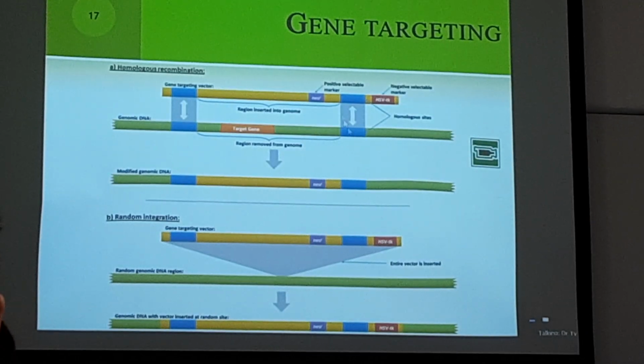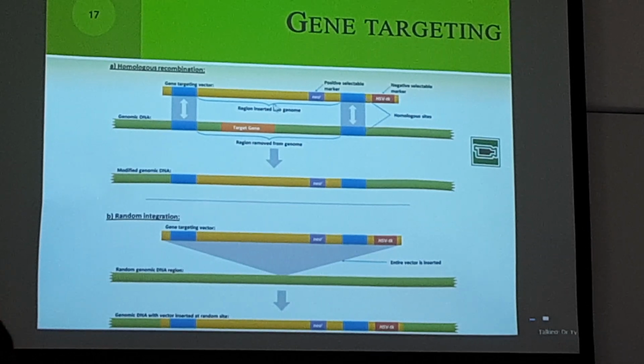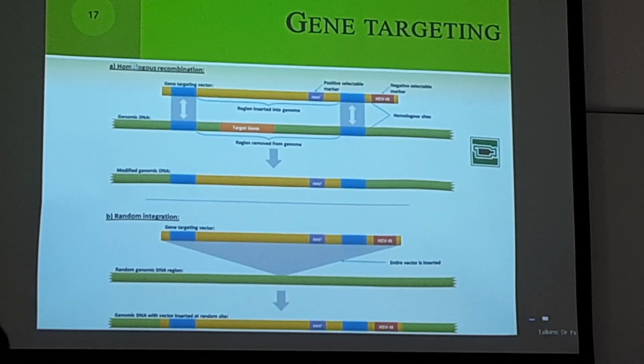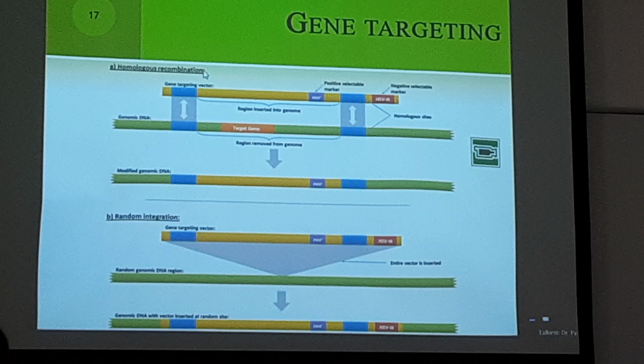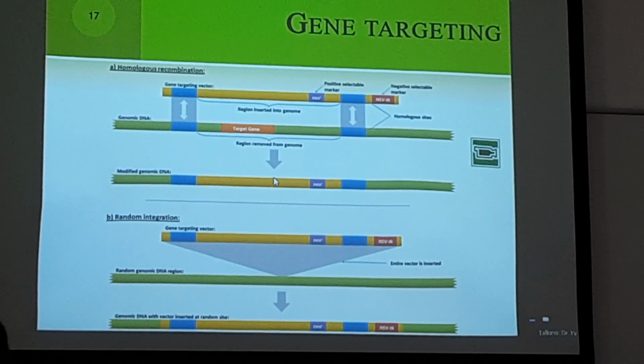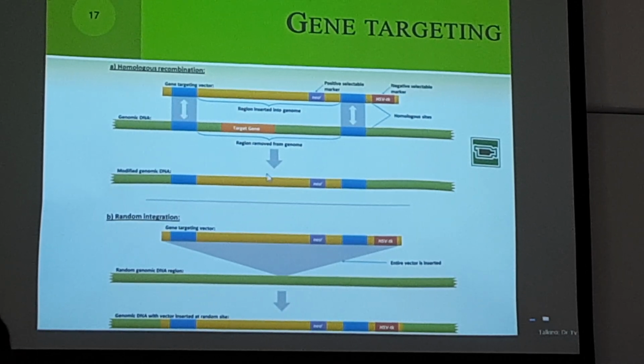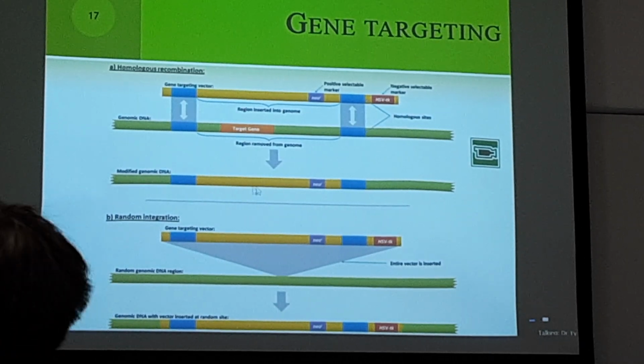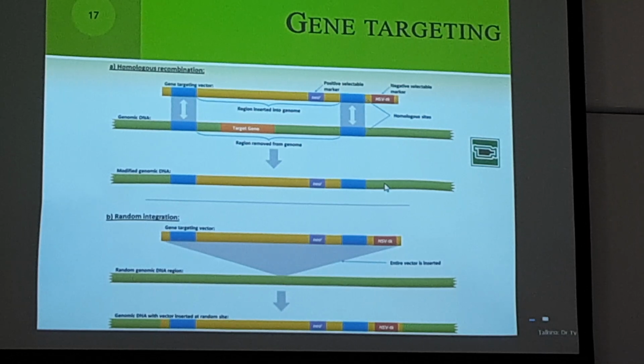Because they're complementary, they will align together, and the middle part is the gene we want to change. We want to swap it, and this step is called homologous recombination. So they will swap the gene with each other, and the target gene will be swapped out and removed. At the same time, this is the resultant genome. You have to be able to screen whether they have really changed like that.